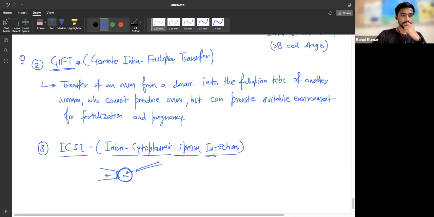So write down: it is a procedure to form an embryo in the laboratory where the sperm is directly injected into the ovum.